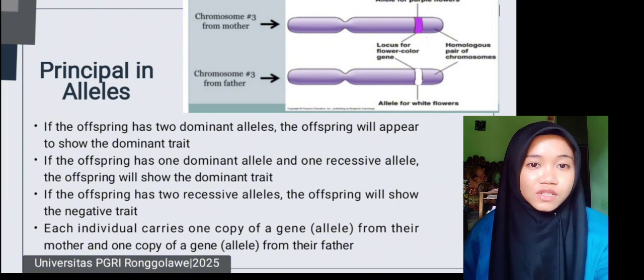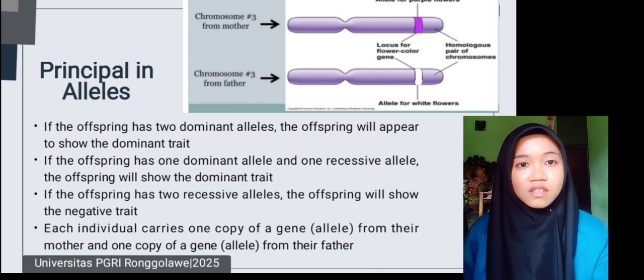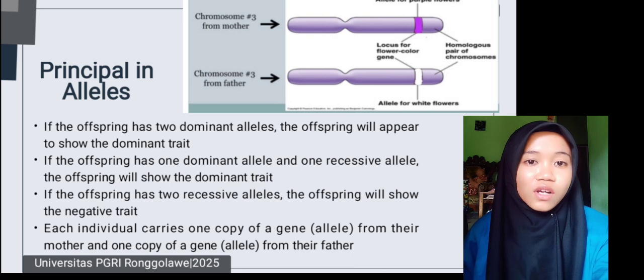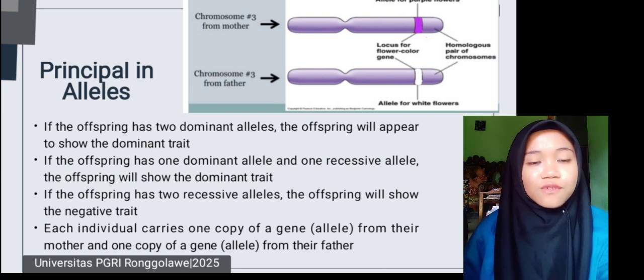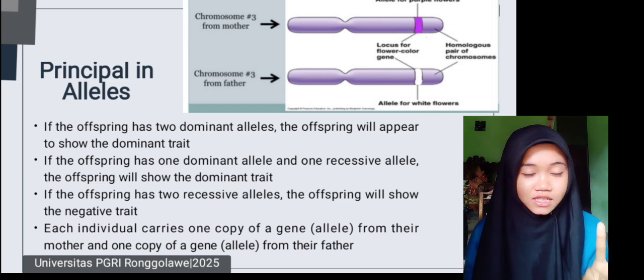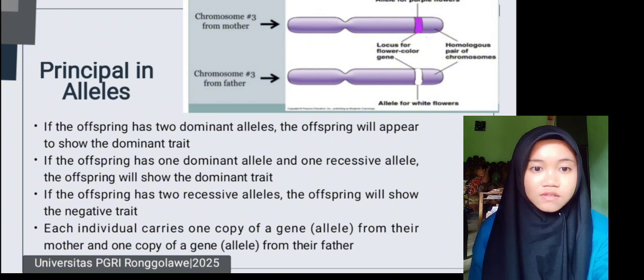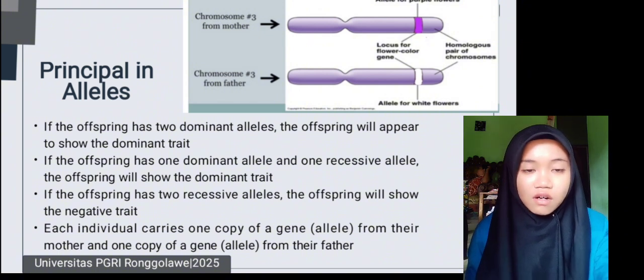Each individual carries one copy of a gene allele from their mother and one copy of a gene allele from their father, as can be seen in the pictures. Two alleles, green parts and yellow parts, are mated or crossed.